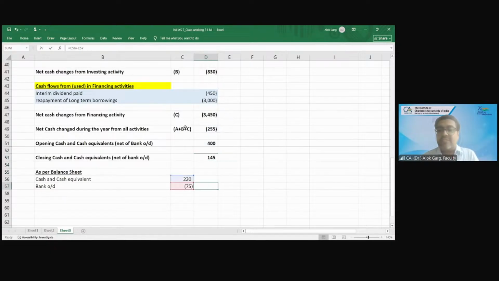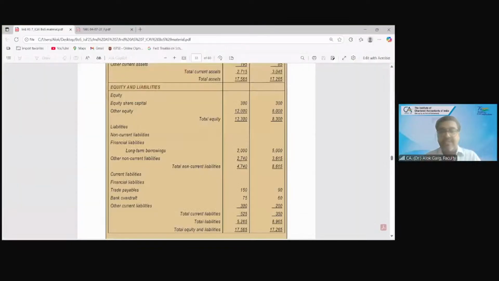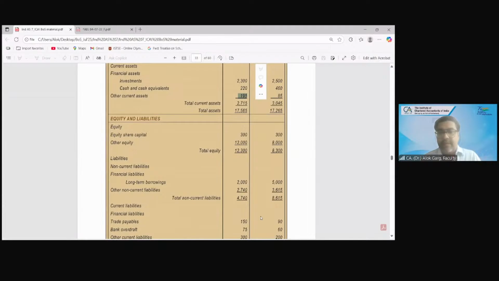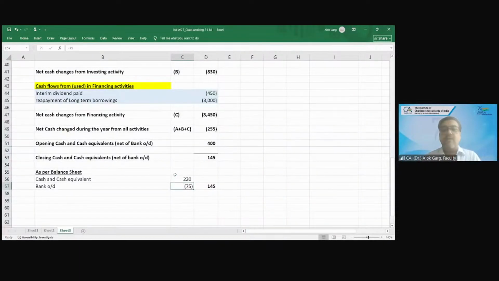And this closing cash and cash equivalent, you can tally with your balance sheet also. You have to give the reconciliation. What is your closing cash and cash equivalent in the balance sheet? Sorry, it's 220. 220 is the closing cash and cash equivalent, and 75 is the bank overdraft. 220 minus 75, 145 is your closing cash and cash equivalent. This is what it is reconciling with this number.